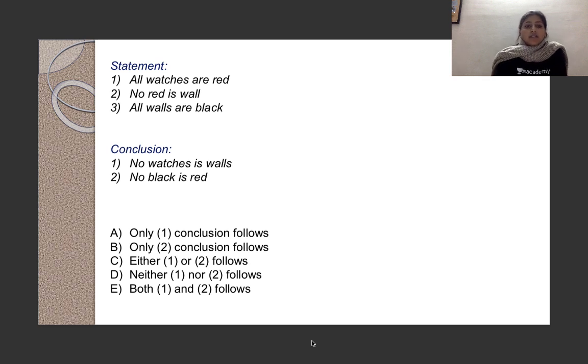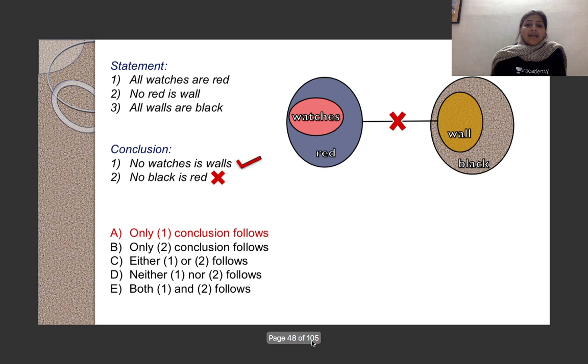Okay, all watches are red, no red is wall, and all walls are black. This is how the diagram will look like. So no watches is walls. That's going to be true because watches being 100% positively related to red got 100% negatively related to wall. Okay, no black is red. That's not true because if they would have said some black are not red, it would have been true because this some part of black is negatively related to red, but not this entire part. So no black is red is not going to be true. The answer is only conclusion 1 follows.